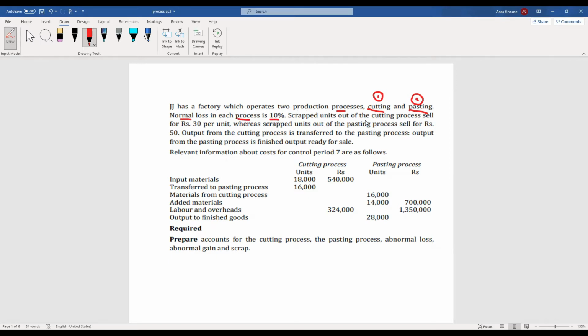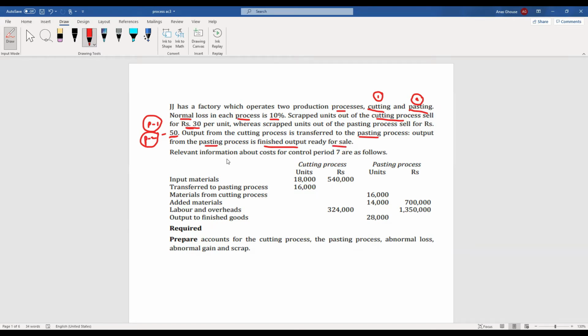Scrap units out of the cutting process sell for rupees 30 per unit. So in the first process, scrap materials are sold for 30 per unit, whereas scrap units out of the pasting process sell for rupees 50. So this is the process 2 scrap value. Output from the cutting process is transferred to the pasting process. Output from the pasting process is finished output ready for sale.